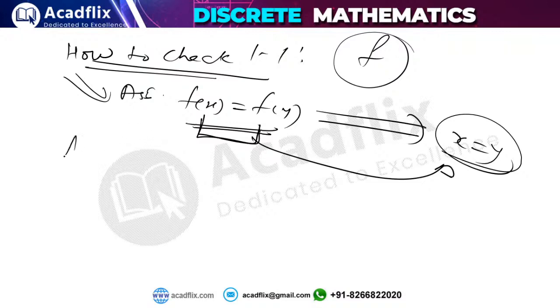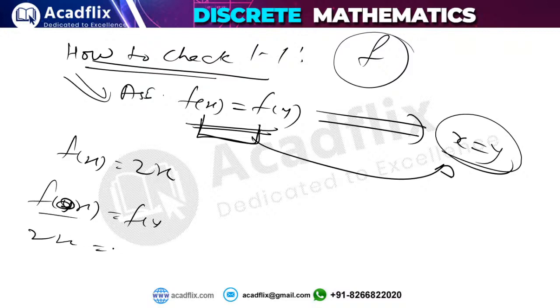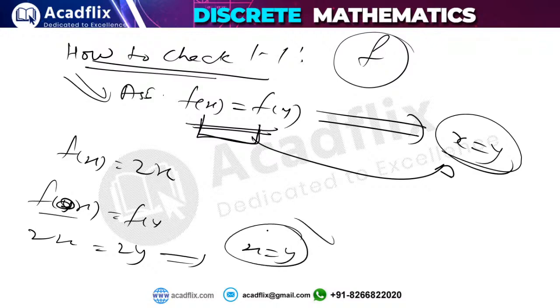For example, let's assume your f(x) is equal to 2x. All you need to do is first write f(x) equal to f(y). What is f(x)? f(x) is 2x, f(y) is 2y. Then finally from here we got x equal to y. So this is how you need to check a 1-1 function.